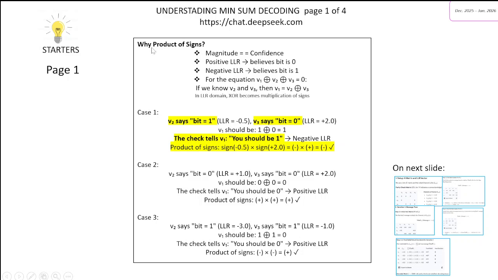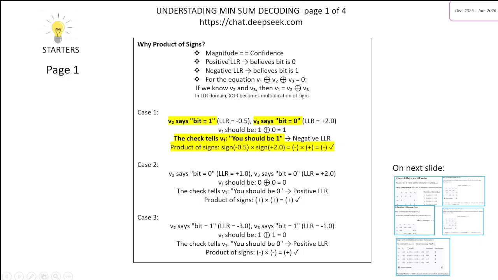Min-sum decoding: we start with a basic understanding of why the product of signs is taken. When we reach the product of signs, we will understand why it is used for message passing. First of all, magnitude means how much confidence we have in the bit. For BPSK, plus 1 means binary 0, minus 1 means binary 1.